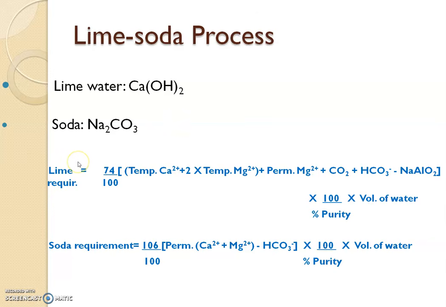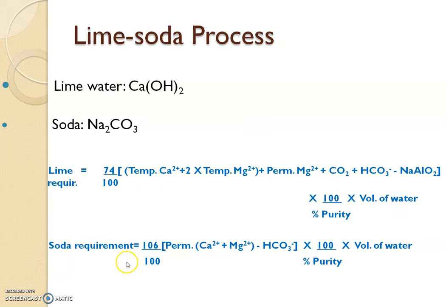The mathematical formula for the lime requirement equals 74 by 100 into temporary hardness due to the calcium ion plus 2 into temporary hardness due to the magnesium ion plus permanent hardness due to the magnesium salts plus CO2 plus bicarbonate ion minus NaAlO2 sodium aluminate, multiplied by 100 upon percentage purity into volume of water.